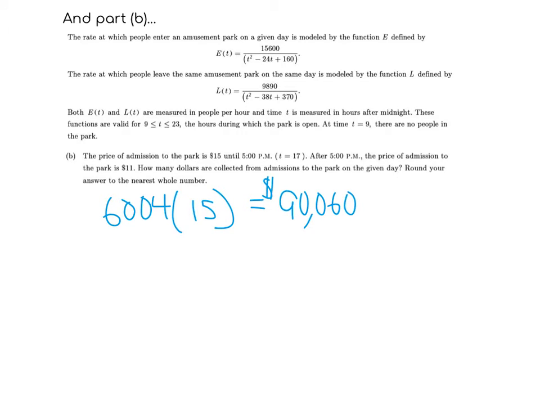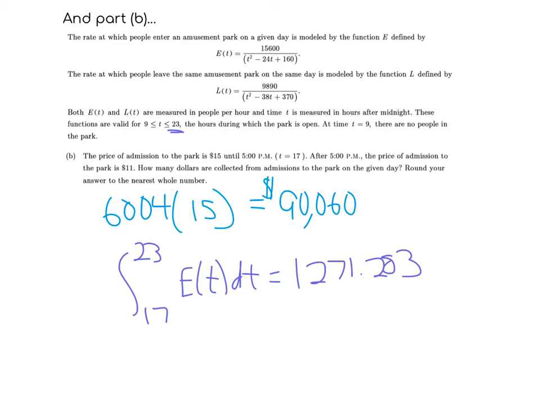And then I could write the integral. Let's see, I need to go from 17 until the park closes at 23. So 23 e of t dt. So if I put that into y1, I can reuse that information. And I need to go 17 to 23. And I get 1271.283. I'm going to call that 1271 people.